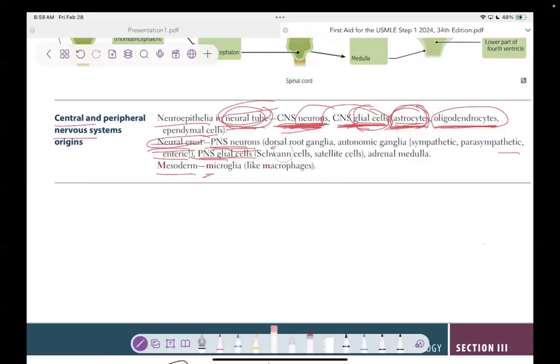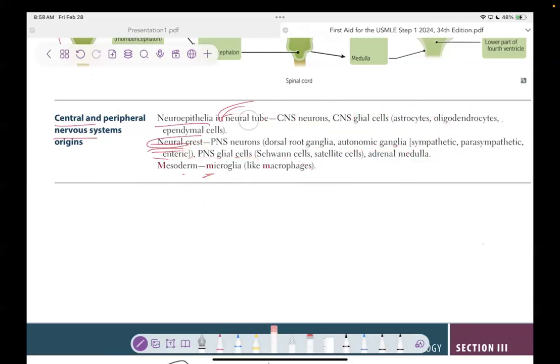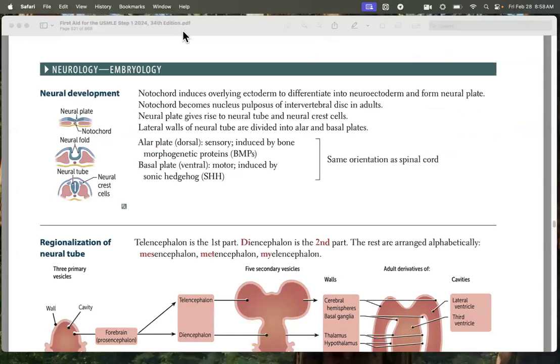So now that we did the first page of First Aid from neuro, I hope everyone understood that. Let me see if anybody has any comment.